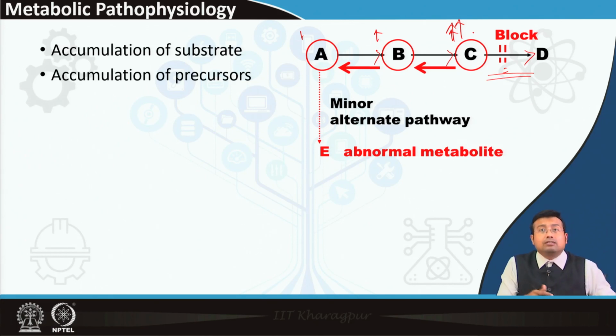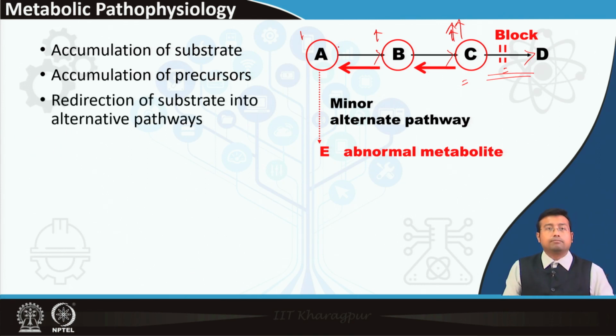Next, accumulation of the precursors. Because C is raised, A and B ultimately will also be raised, because they cannot be converted to C and then downstream to D, right. So, A and B will also be raised. Okay. That will lead to redirection or misdirection of the substrate into an alternate pathway. One such example is phenylketonuria, where phenylalanine, instead of being converted to tyrosine, is getting converted to phenyl pyruvate, phenyl acetate, phenyl lactate, right. Very easy example, and you should be able to relate this analogy now. Otherwise, go back, revise, come back, listen.